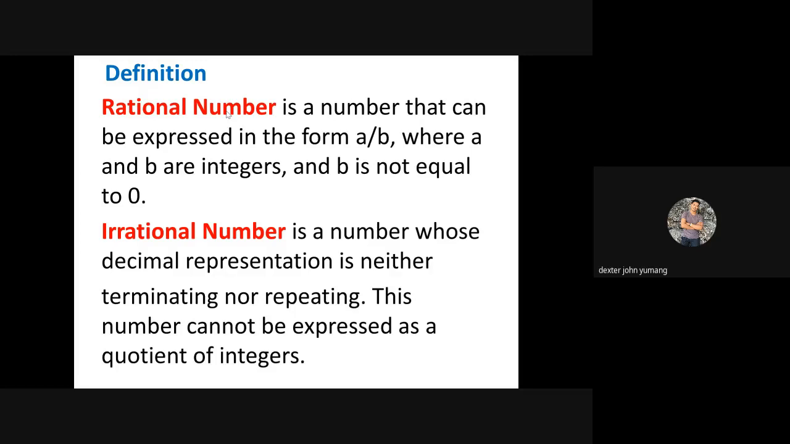So by definition, rational number is a number that can be expressed in the form a over b, or a divided by b, where a and b are integers and b is not equal to 0. So ngayon po, pag sinabi mong rational number, identify nyo ito ha. Sa chat box type nyo lang. 1 over 5, is that a rational number? Yes or no? Again, 1 over 5, is that a rational number? You type on the chat box.